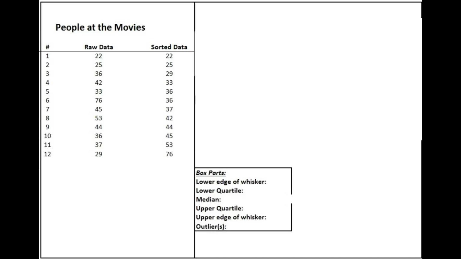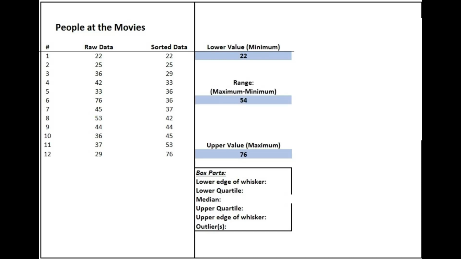All right. So the first step that we take is to look at our minimum. What's our smallest value? 22. And our largest value is 76. Now, if we subtract those two, 76 minus 22, we end up with 54. That's our range. Now, we are going to start working on the pieces of our Box-And-Whisker plot. And you can see I kept my little box parts section down here at the bottom.